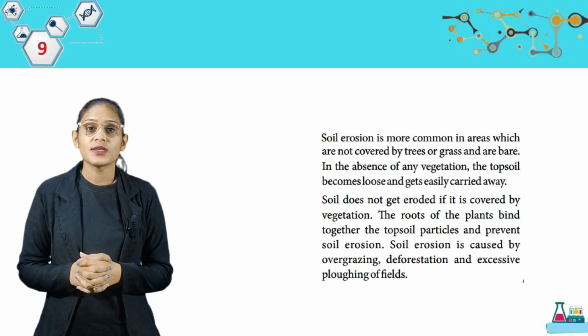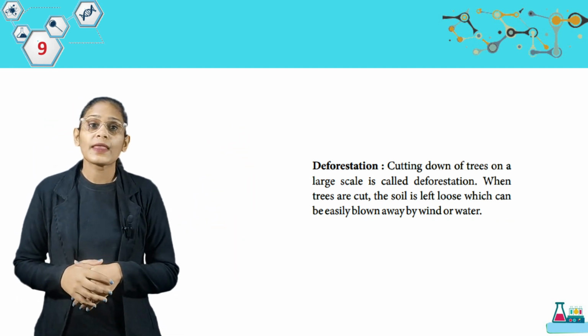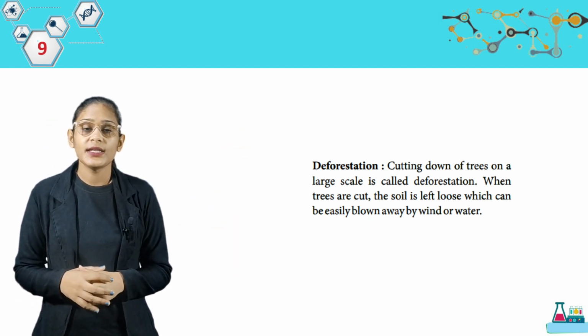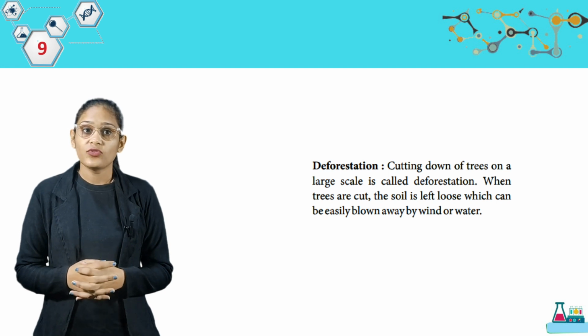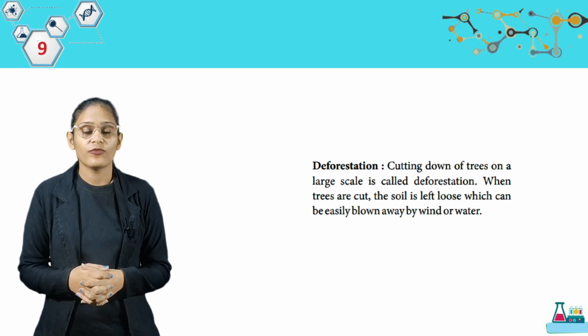Now we are going to discuss deforestation. Here we have deforestation. Cutting down of trees on a large scale is called deforestation. When trees are cut, the soil is left loose, which can be easily blown away by wind or water.